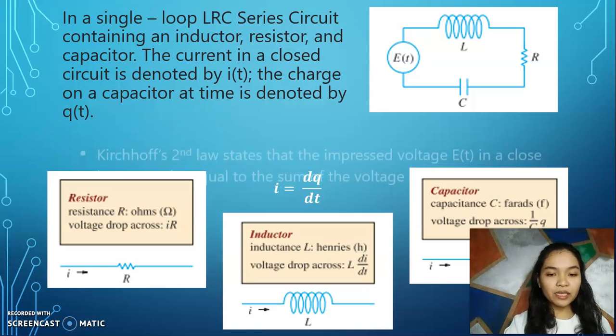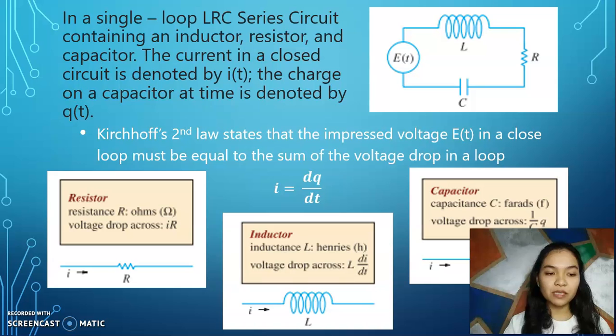Now, according to Kirchhoff's second law, the impressed voltage E of t in a closed loop must be equal to the sum of the voltage drops in a loop. In here, we can see the formula for the respective voltage drop across the inductance, the capacitance, and the resistance.